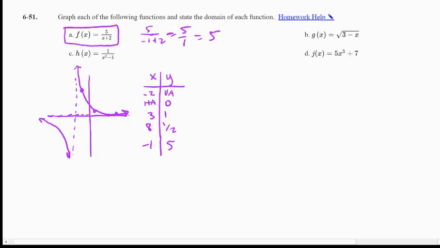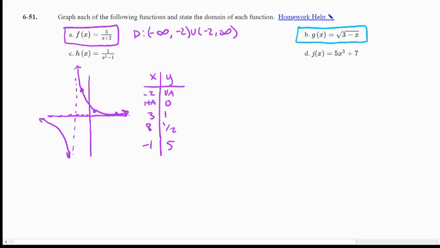And then the domain is just everything but -2, right? Because we can plug in any x value we want as long as it doesn't make our denominator 0. So for this one, I'll go ahead and put it in interval notation. My domain is -∞ to -2, I use our union symbol, and then -2 to +∞.